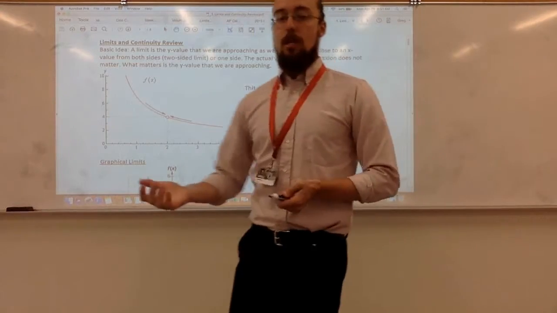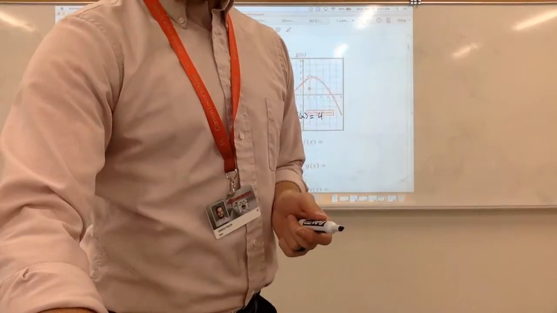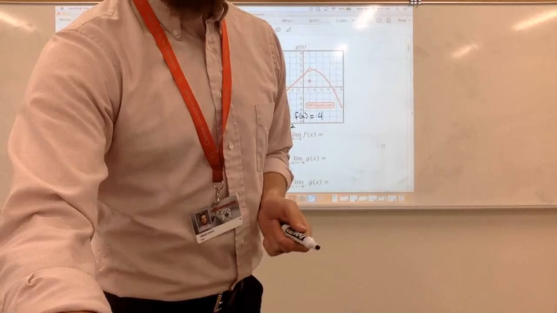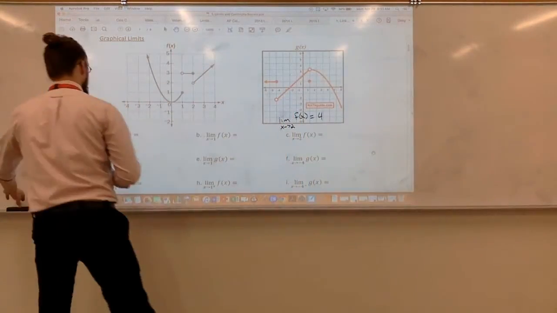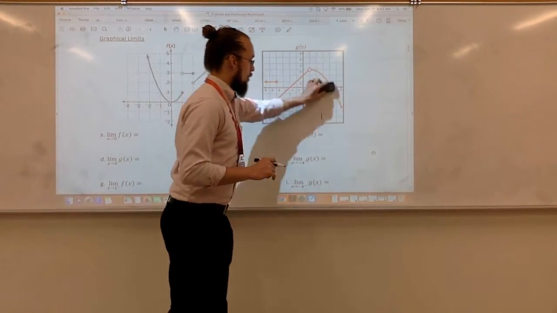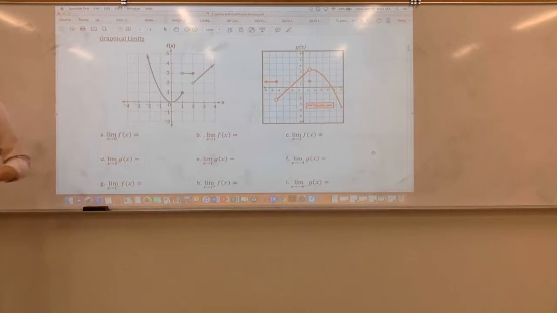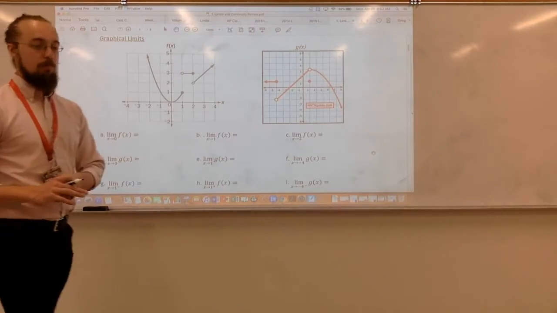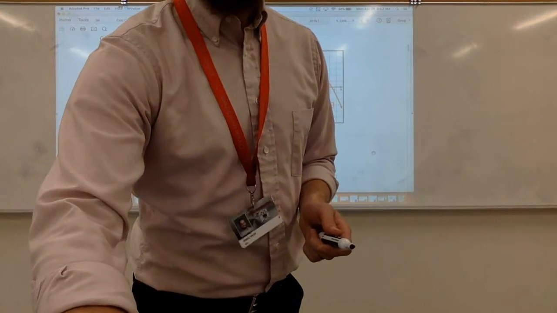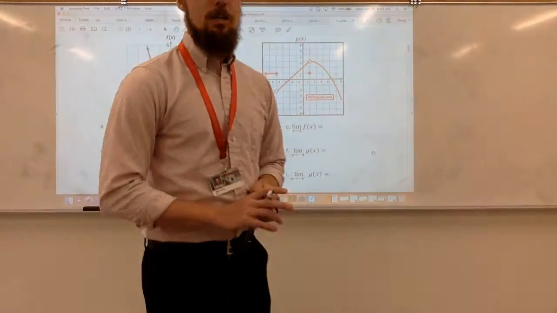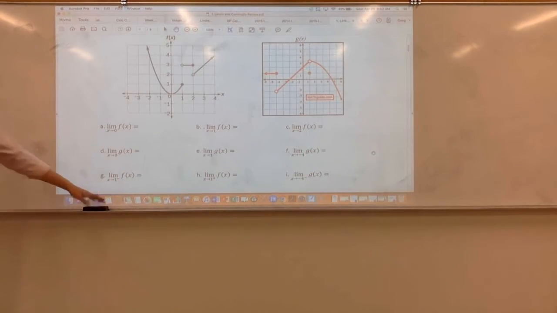So we looked at graphical limits. That's what we focused on more at the beginning of the year. And then once we learned L'Hopital's rule, we spent a little more time doing the algebraic stuff. So let's start by trying to refresh our memories on some graphical ideas here. We just have two graphs. The one on the left is f of x. The one on the right is g of x. The first couple of questions are about f of x.